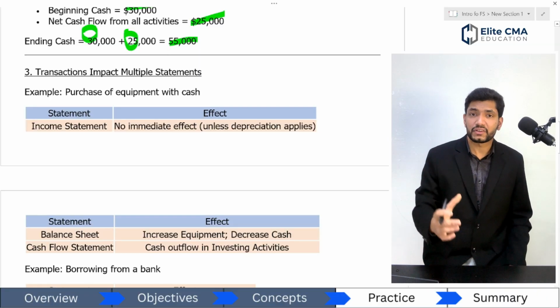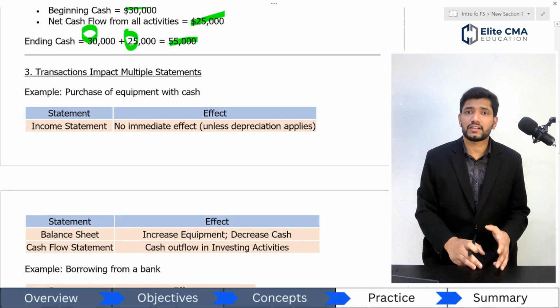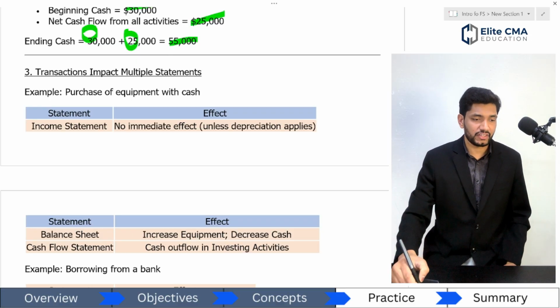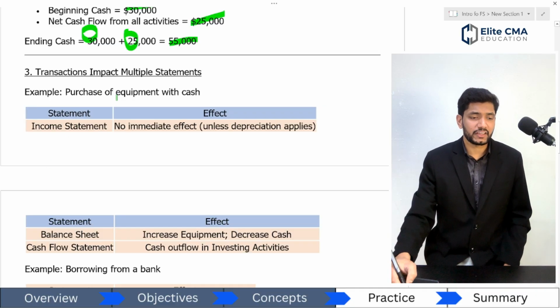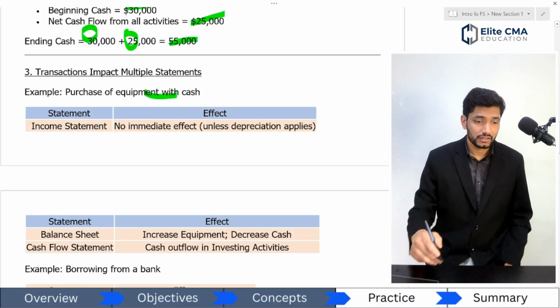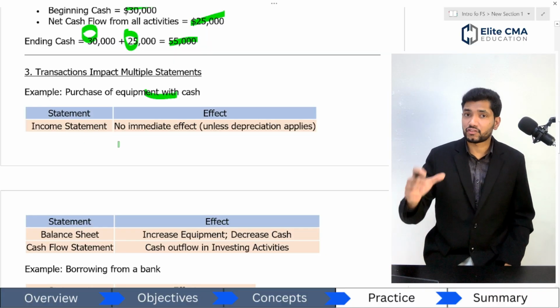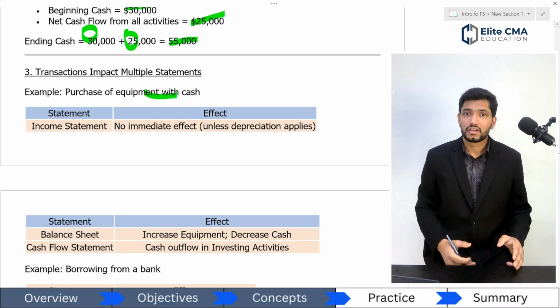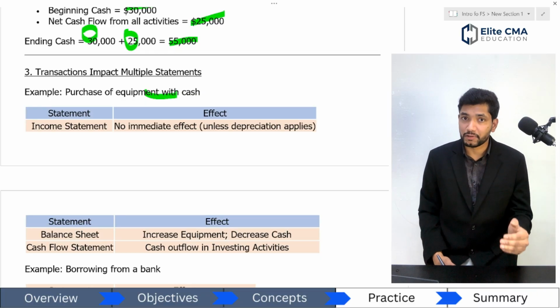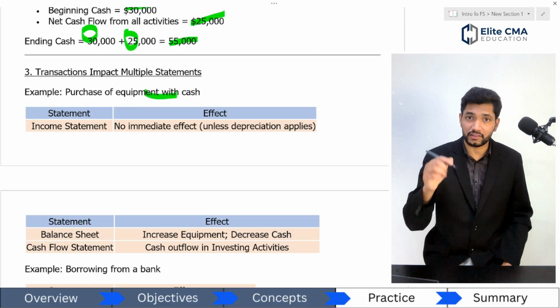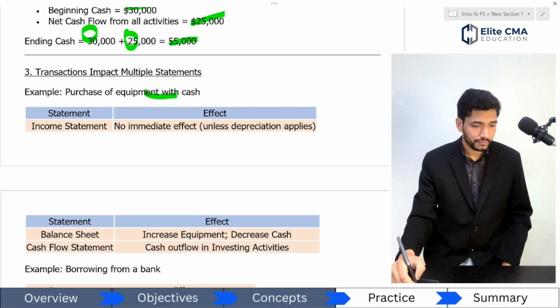Now we are going to discuss a single transaction's impact on multiple financial statements. Let's take an example: purchase of equipment with cash. If we purchase equipment with cash, in the income statement there is no immediate effect unless depreciation applies. If no depreciation is applied in the first year, there is no immediate effect in the income statement.